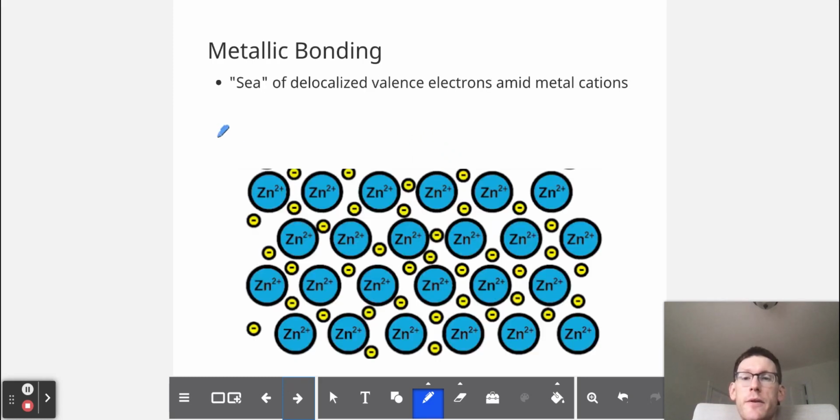Metallic bonding is a different model. The model that we use is that there is a sea of delocalized valence electrons amid a whole lot of cations. So as we look here, we've got a bunch of zinc cations, and their valence electrons are delocalized. They don't belong to any particular atom or ion. This model for metallic bonding explains why metals are electrically conductive and why they're malleable.